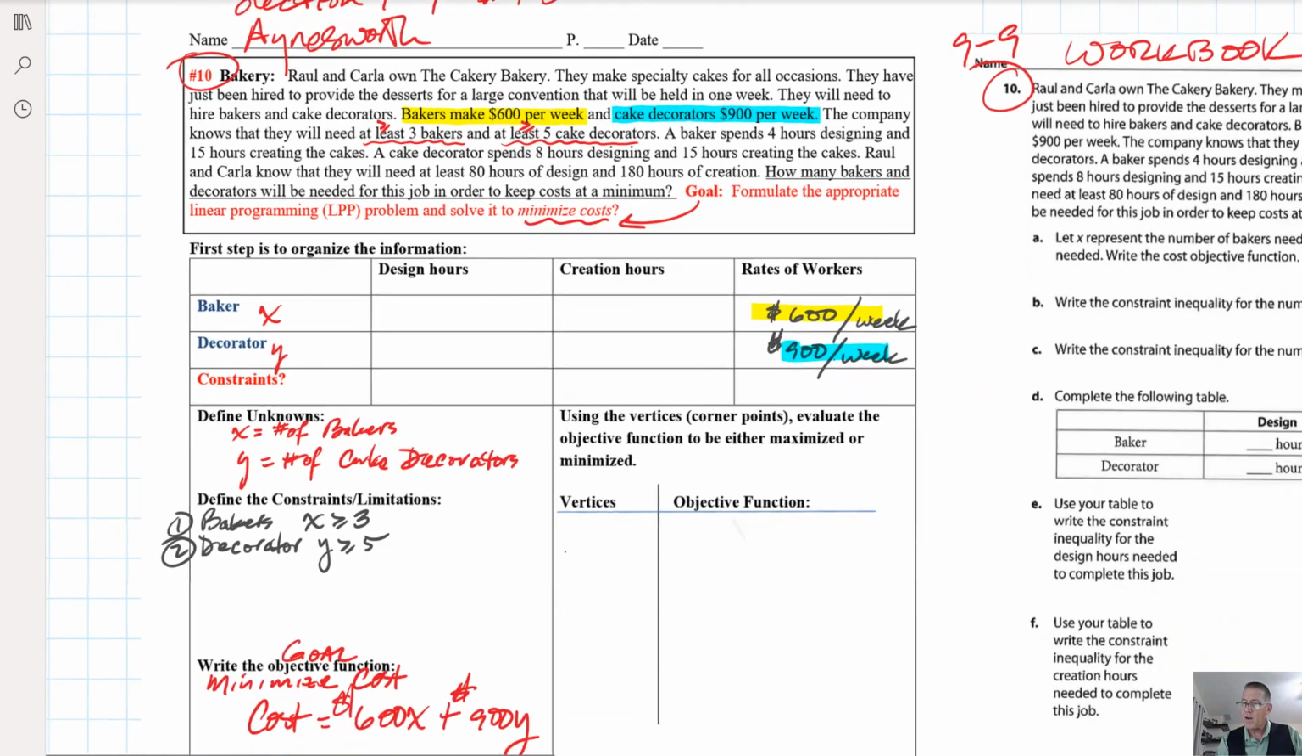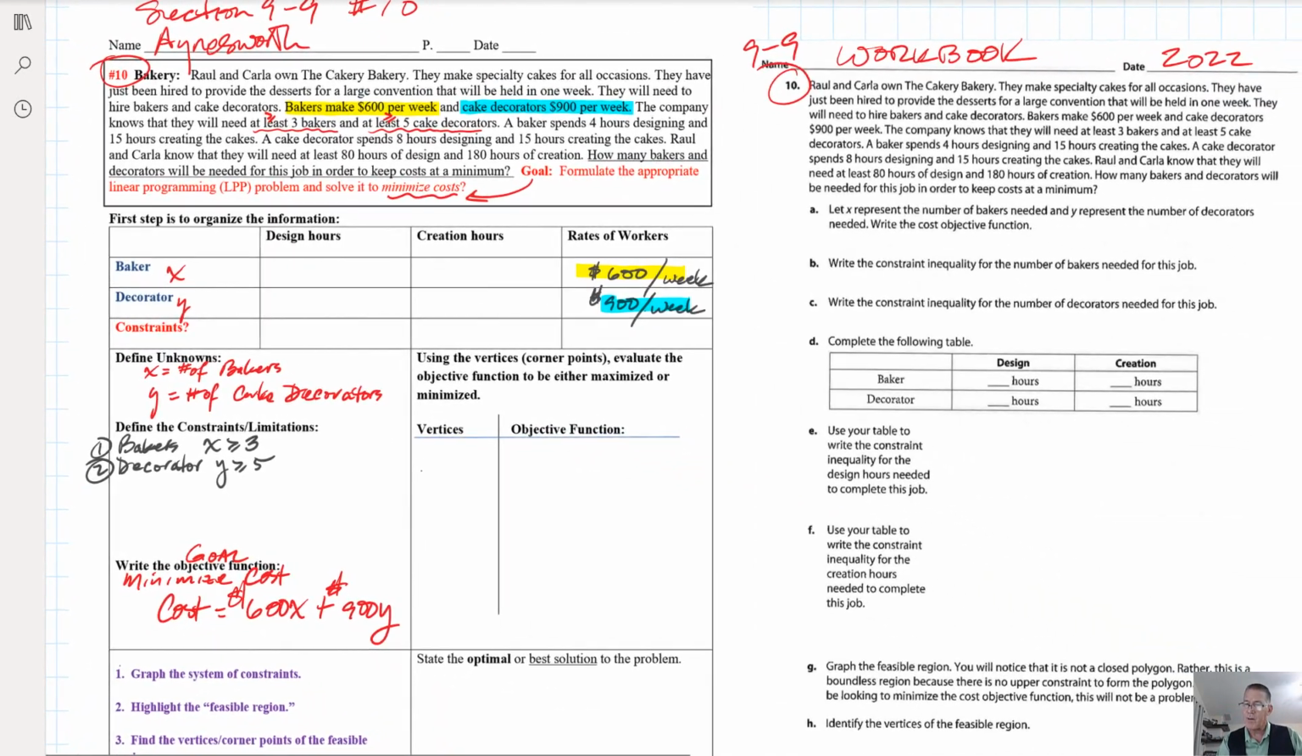All right, and that right there, my friends, is what the workbook is talking about. It says, write a constraint inequality for the number of bakers. Well, remember, bakers is X, decorators is Y, and if you're employing X bakers and you need at least 3 of them, that's got to be greater than or equal to 3. And if Y stands for the number of decorators, and you need at least 5 of them, then that means Y is greater than or equal to 5. So what the workbook is trying to do is help you step it out and get some constraints going.